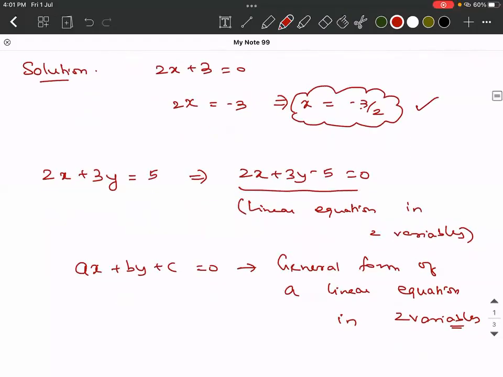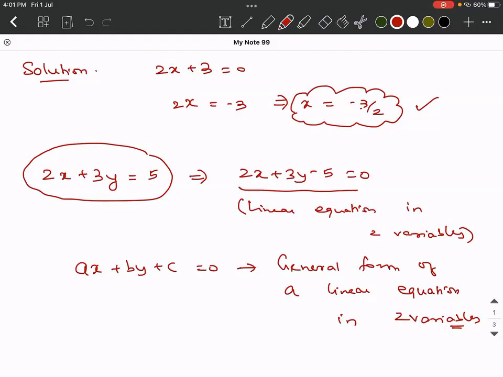Similarly, if I give you a linear equation 2x plus 3y is equal to 5, and if I ask you a solution for it, will you be able to give me? Can you give me one solution? Can you give me a single solution, where you say this is the only point that will satisfy this? You cannot say it because it will have an infinite number of points. Right? We will get into the graphical representation, but you have infinite number of points.